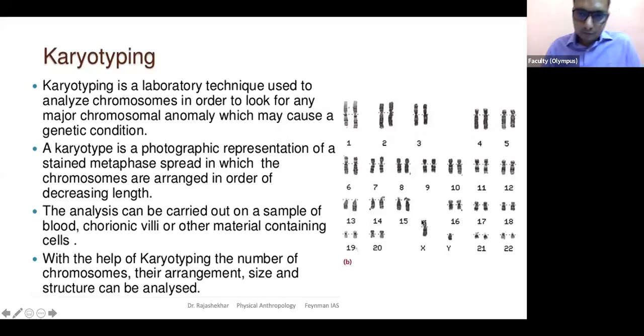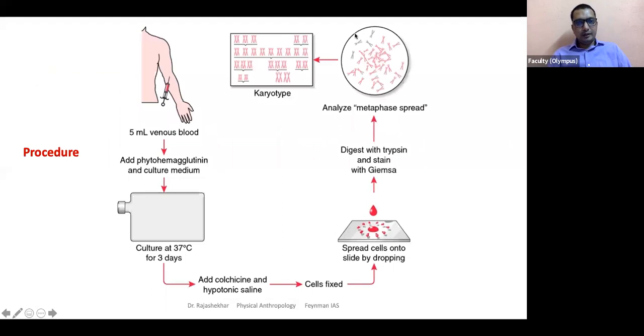Okay. So how do we get this image? How do we create it? Now let's see briefly the method related to that, and then how this is organized. So we will understand how karyotyping is done. This is a brief method related to the karyotyping process.